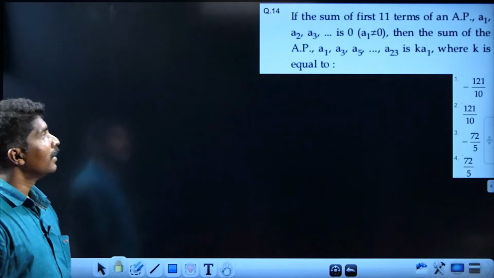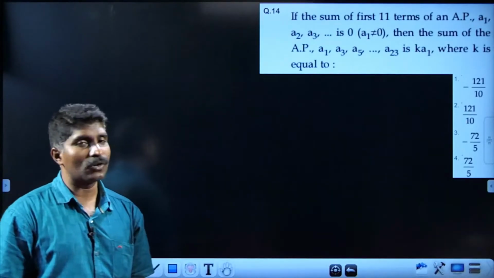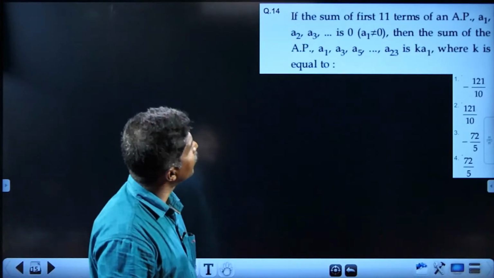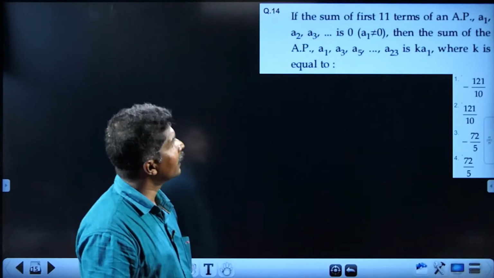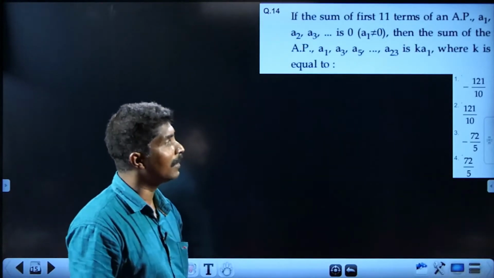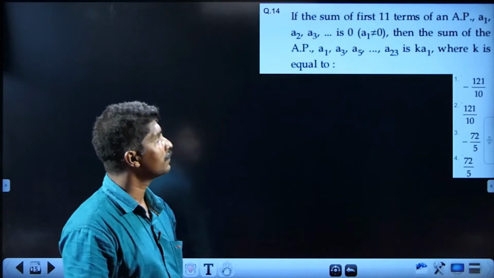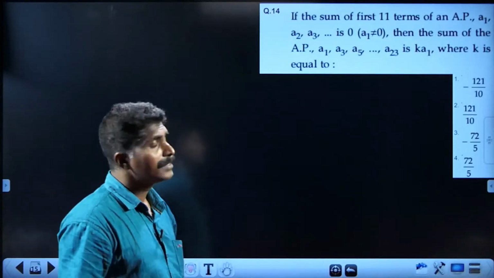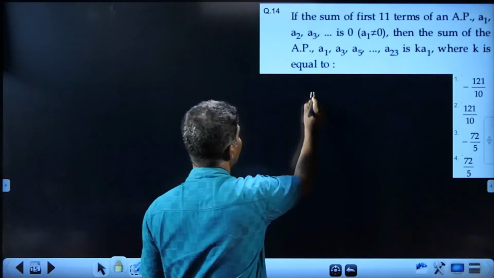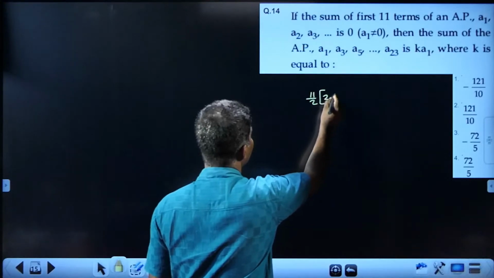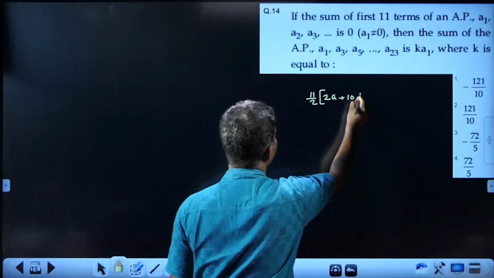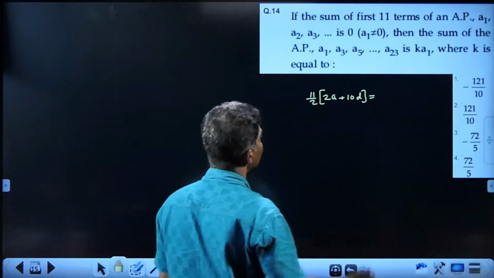Question number 14. The sum of the first 11 terms of an AP, a very simple problem from AP, a1, a2, etc. is 0. Then the sum of the AP a1, a3, a5, etc., a23 is k times a1. Then what is the value of k? That's the question. First, the sum of the 11 terms is given. What is the formula for the sum of 11 terms? You know it, 11 by 2 into (2a plus (11 minus 1) d, that is 10d) is equal to 0.